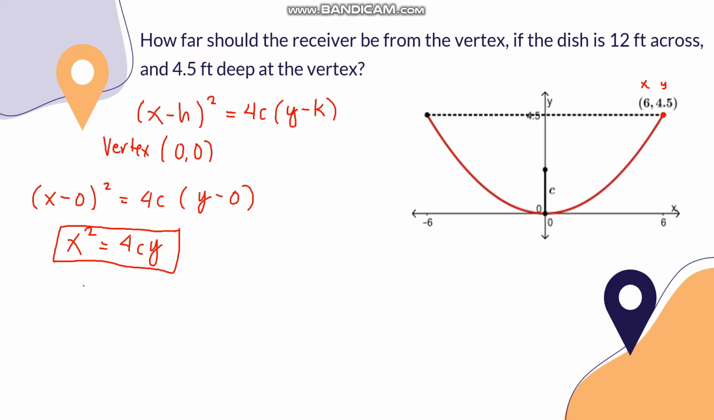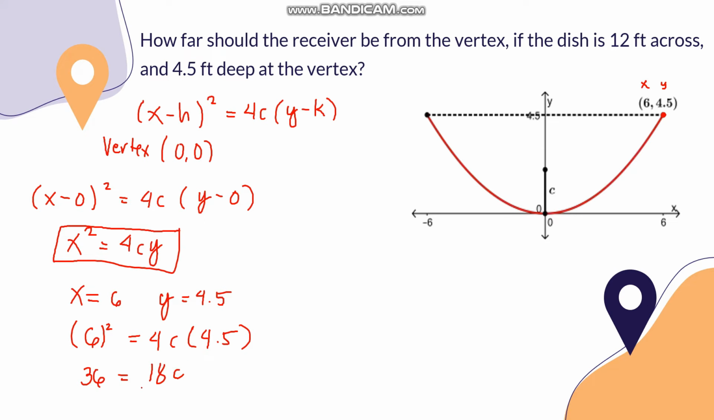Now let's use those values and substitute them into our standard form in order for us to identify c. So we have 6² = 4c(4.5). So this is 36 = 18c, since 4.5 times 4 is 18. Then divide both sides by 18. So we have c = 2. Therefore, the distance between the vertex and our focus is 2 feet.